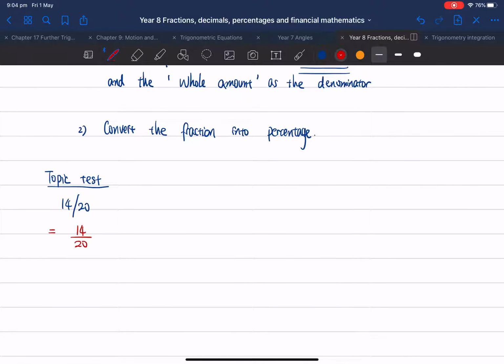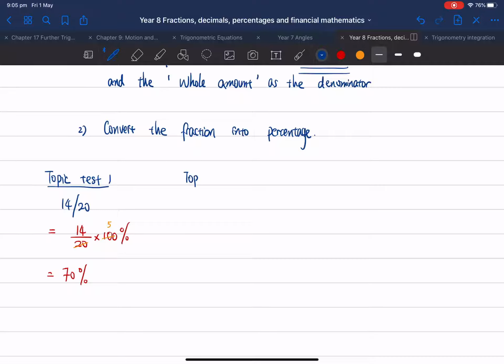Once you've got 14 out of 20, the next step is we need to convert that fraction into percentage. So we'll multiply this number by 100%. After multiplying by 100%, we can simplify this fraction. So 100 divided by 20 is equal to 5. And then we just need to times 5 by 14. That gives us 70%. So according to that mark, 14 out of 20 is equivalent to 70%. 100% would be 20 out of 20. So 14 out of 20 is 70%. That's topic test number 1.